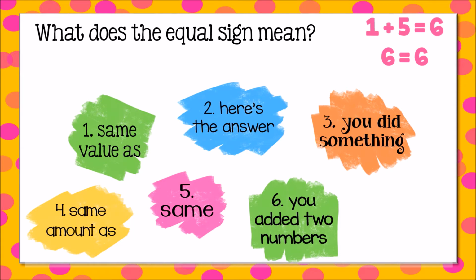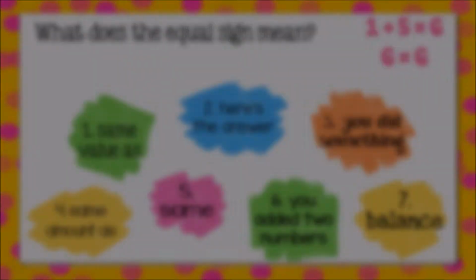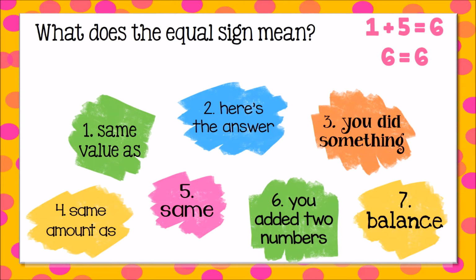The equal sign means you added two numbers. And lastly, the equal sign means there's a balance, as in there's a balance between what's to the left of the equal sign and what's to the right. Now let me reveal my thoughts.